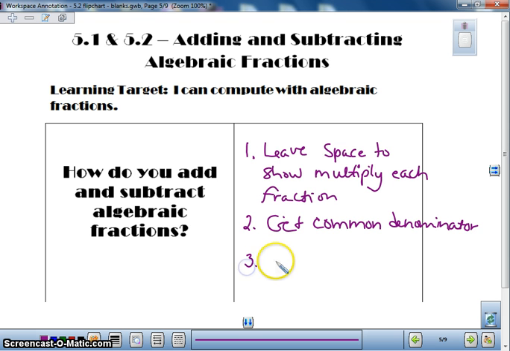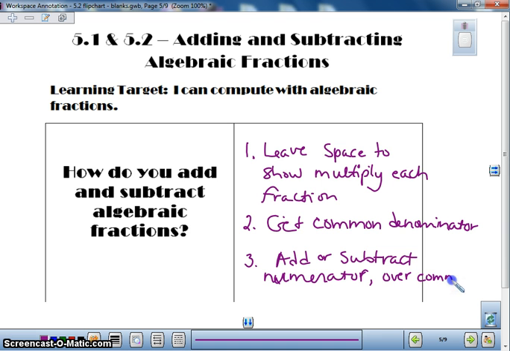Your third step is then going to be to add or subtract your numerator. And now you're always working with the numerator once you have a common denominator. So add or subtract the numerator, and this should all be over, or divided by, your common denominator. The last step is to simplify.